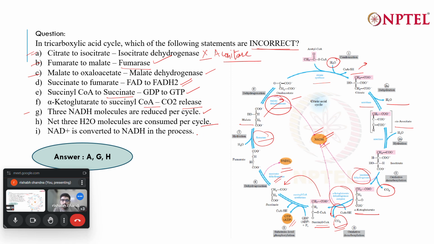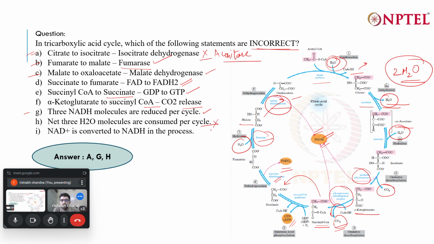So let's see. One molecule is consumed here. Then one molecule is consumed here, and one molecule is consumed here, and one molecule is released here. So that means net two H2O molecules are consumed per cycle. Okay, three are actually consumed and one is released. So that means two water molecules are consumed. So this is a false answer.